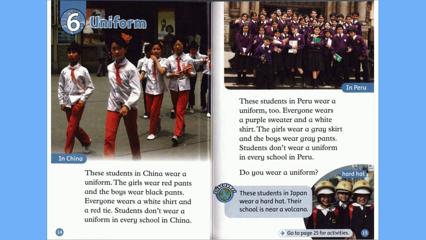These students in Peru wear a uniform too. Everyone wears a purple sweater and a white shirt. The girls wear a gray skirt and the boys wear gray pants. Students don't wear a uniform in every school in Peru. Do you wear a uniform? These students in Japan wear a hard hat. Their school is near a volcano.